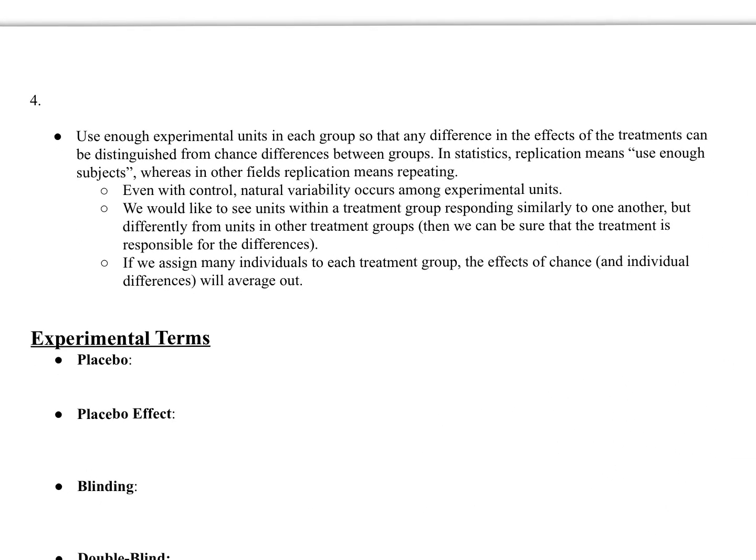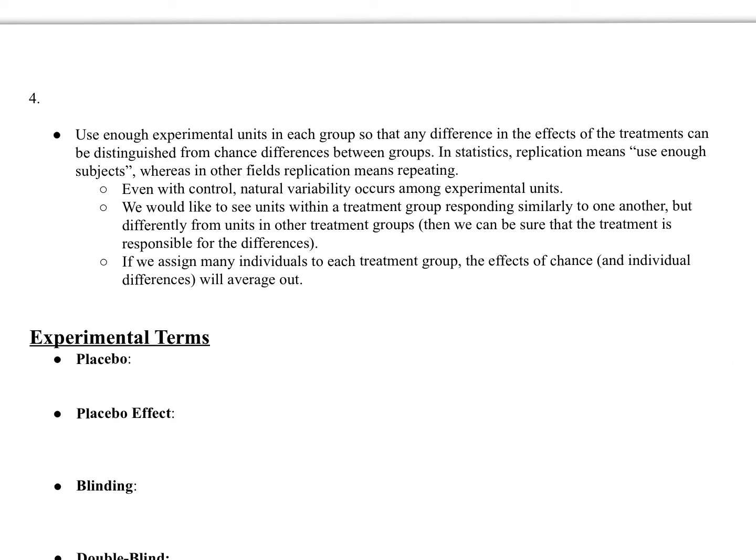And the last one is replication. Now, replication in an experiment is different than how you may have heard of replication before. For replication, we have to use enough experimental units in each group so that any difference in the effects of the treatments can be distinguished from chance differences between groups. In statistics, replication means use enough subjects, whereas in other fields, replication means repeating. Replication here just means we need to have a large sample.